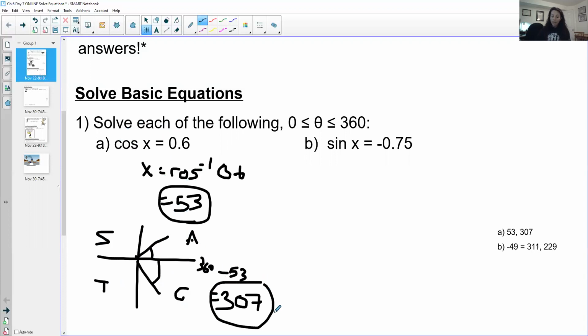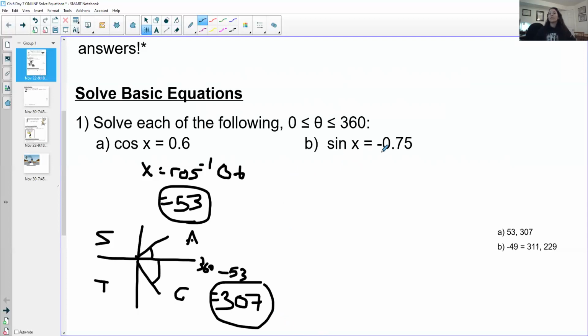If you want to double check your work, take your calculators, plug in cos 53, I get 0.6, and I'm also going to plug in cos of 307. I also get 0.6. So use your calculators to double check your work if you're unsure of your answers. It's kind of like having an answer key beside you. Okay, let's look at 1b.